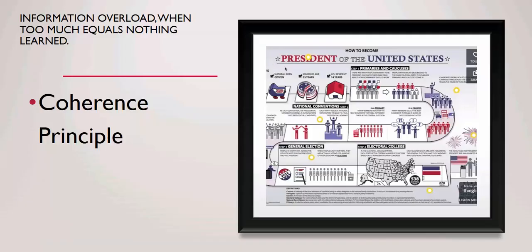The coherence principle states that people learn more deeply from multimedia when extraneous material is excluded. It is tempting to include stories, videos, and random facts that would be interesting to the learner, but not necessary to understand the content. This extraneous information increases extraneous cognitive load, decreases available energy for essential processing, and can be confusing to the learner, according to Mayer and Fiorella in 2014.